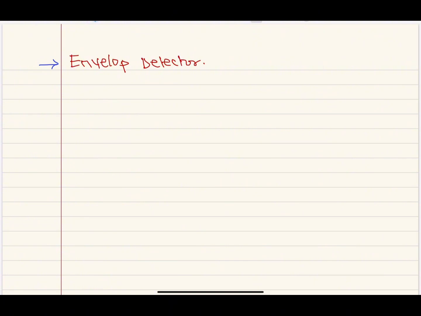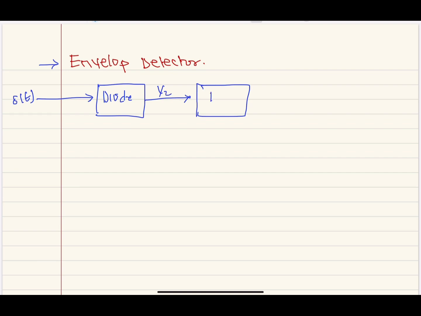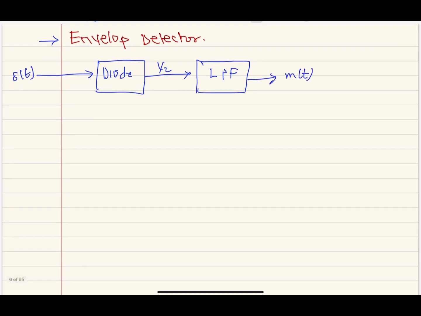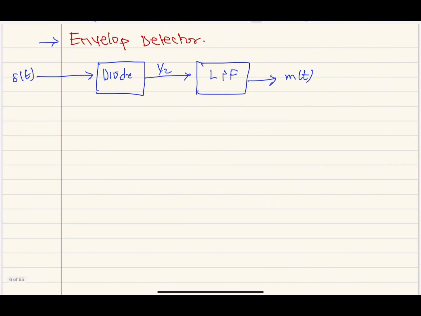So for the switching method, for the envelope detector, the same principles apply here, of which we have our diode, and then we have our S of T, which is our modulated signal. After passing it through the diode, we get the output results, and then we pass the output result through a low pass filter. And then from there, we get our message signal. So this is another method of demodulating a modulated signal.